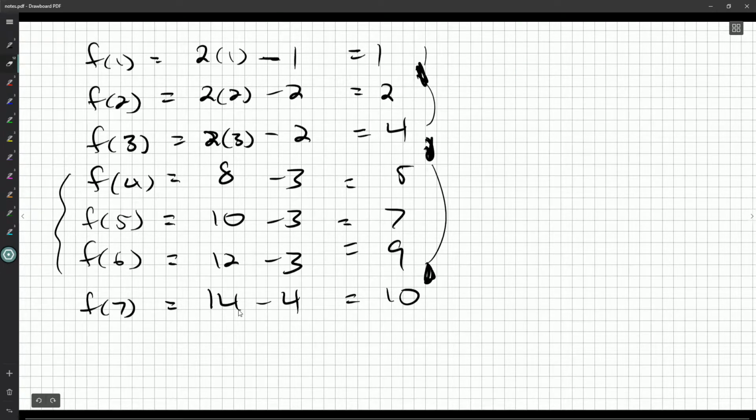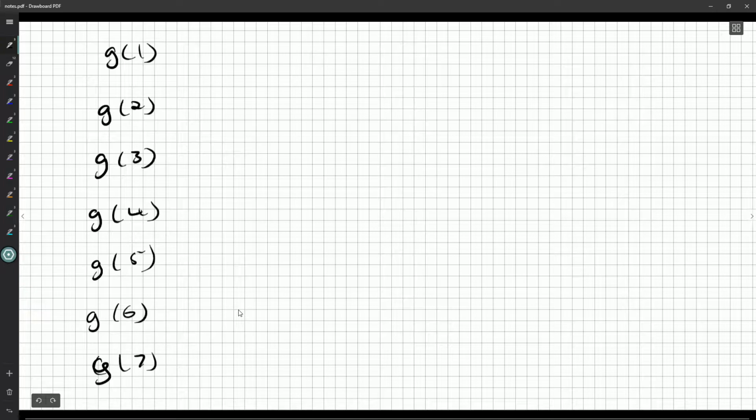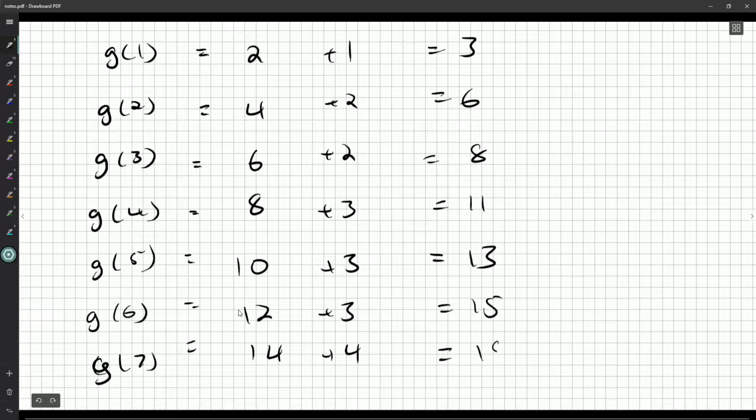All right, now G, we'll do G on the next page. I don't want to cram G off to the side just because I'm doing it second. G of 1, I assume, is going to be 3. But I can already fill in the floor function part to these. So this will be plus 1, this will be plus 2, this will be plus 2, plus 3, plus 3, plus 3, plus 4. And just doubling these numbers in here. So we get 3, we get 6, we get 8, we get 11, we get 13, we get 15, we get 18.